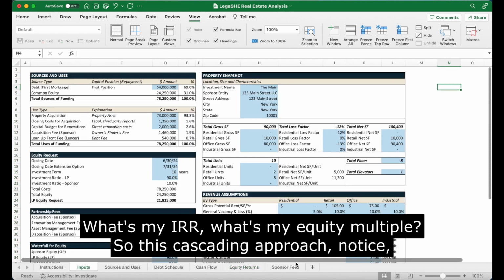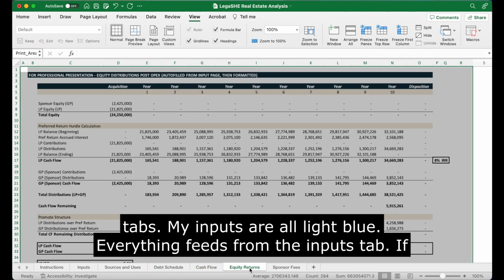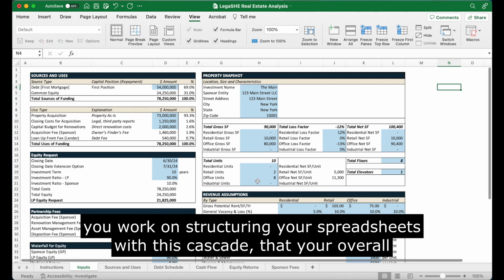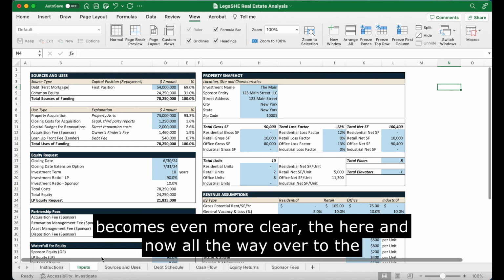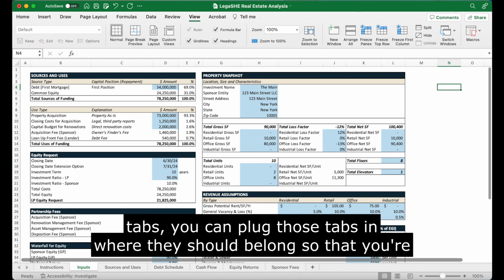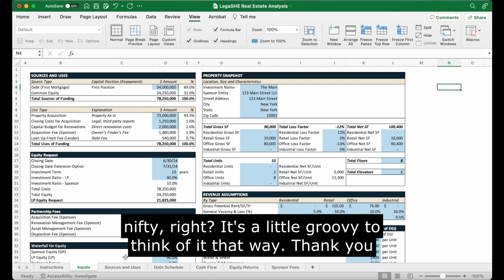So this cascading approach, notice, by the way, if you flip through here, there are no light blue tabs. My inputs are all light blue. Everything feeds from the inputs tab. If you work on structuring your spreadsheets with this cascade, so that your overall workbook has this cascade, when you think through the logic of building it, it becomes even more clear, the here and now all the way over to the right side being the end game. And then as you add more tabs, you can plug those tabs in where they should belong so that you're thinking of this almost as a timeline that tells a story. Kind of nifty, right? It's a little groovy to think of it that way.